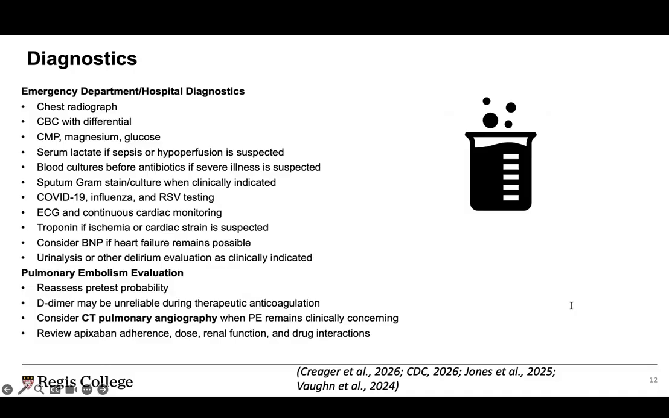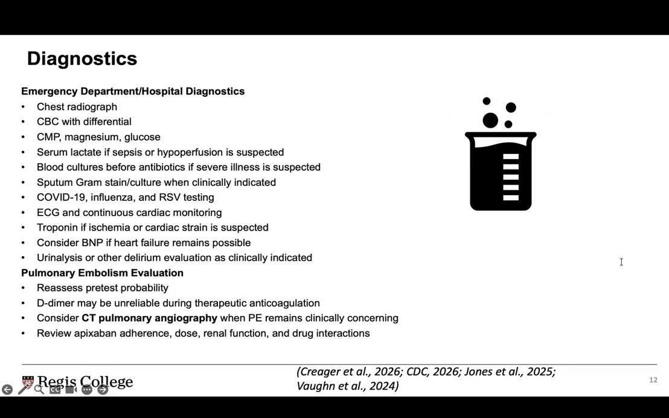Laboratory evaluation would include a complete blood count with differential to assess for leukocytosis or leukopenia, as well as a comprehensive metabolic panel to evaluate renal function and electrolyte abnormalities, and hepatic function prior to initiating certain medications. Because older adults frequently become dehydrated during acute illness, I would also review serum glucose and magnesium levels and obtain a serum lactate if I were concerned for sepsis or tissue hypoperfusion.